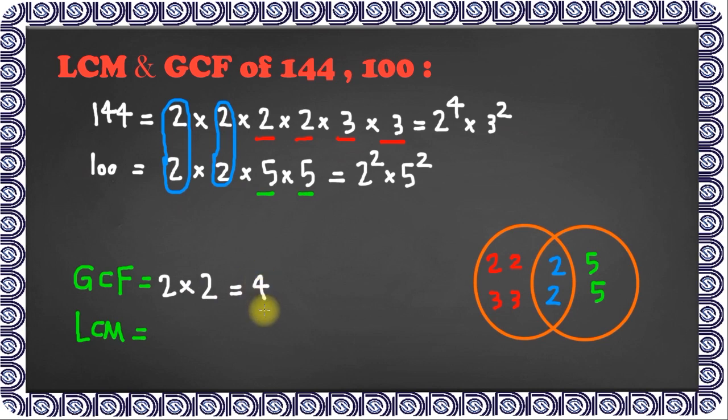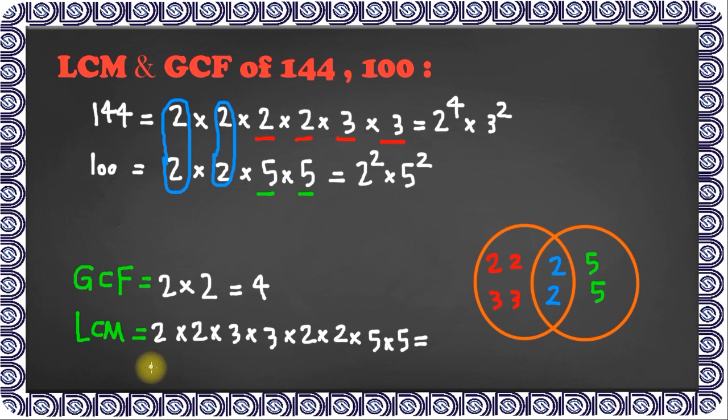And the LCM of 144 and 100 is the product of all numbers in two circles, which is 2 times 2 times 3 times 3 times 2 times 2 times 5 times 5. Or 2 to the fourth power times 3 squared times 5 squared.